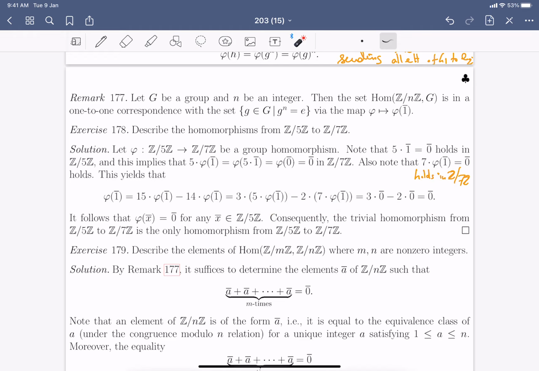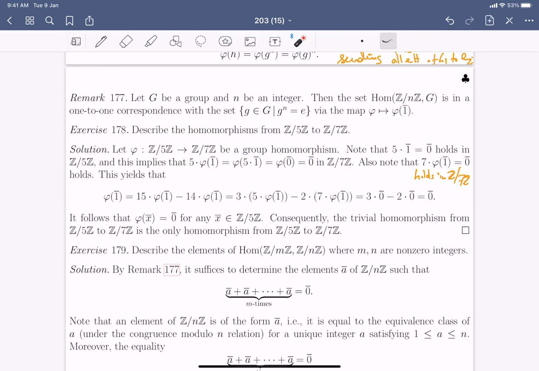Okay, so it follows that phi of x bar is equal to 0 bar. Why is that the case? Because we have just proved that phi of 1 bar is 0. Okay, and since 1 bar generates the group Z mod 5Z, it follows that phi of x bar is equal to 0 for any x inside Z mod 5Z, right? Since x bar is equal to 1 bar added with itself a couple of times. So phi of x bar is equal to phi of 1 bar added with itself a couple of times, and then that gives you 0. That uses the fact that the map phi that you started with is a group homomorphism.